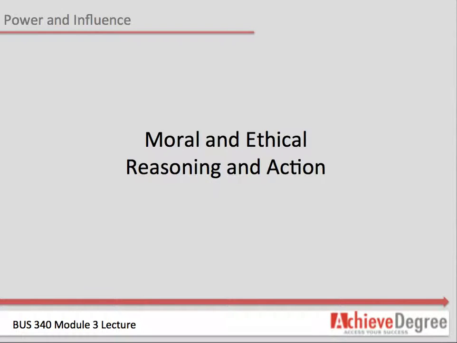Moral reasoning refers to the process leaders use to make determinations about ethical and unethical behavior. In this sense, it does not directly relate to an individual's morality per se, but rather focuses on the decision-making process when faced with morally and ethically challenging problems.